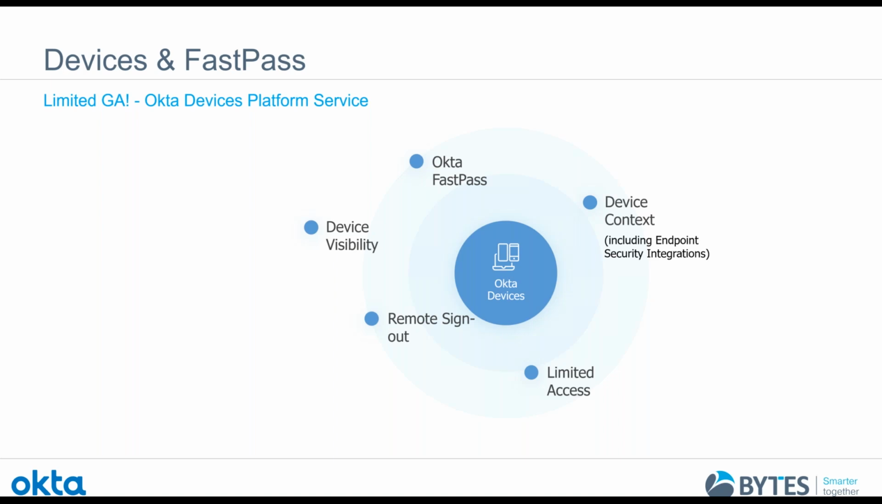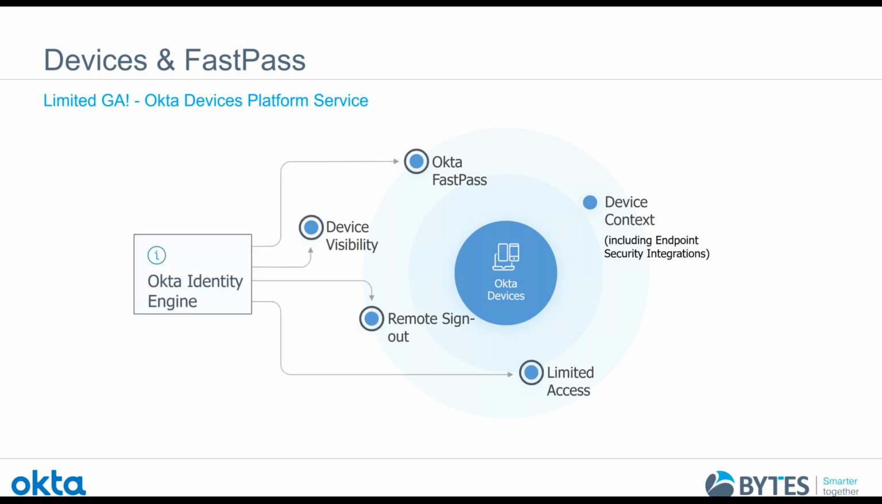So what is FastPass and where is it provided? Well, Okta provides this within the Okta Identity Engine. This is currently in limited GA, and the functionality provided within it is quite extensive. One of which we'll see later on is FastPass. That's where we can provide a passwordless experience here, replacing it with other factors of authentication and using a zero trust strategy here to implement that.